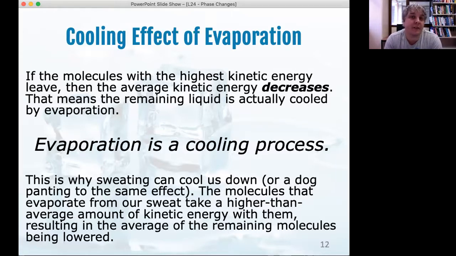And that works with us as well. When we sweat, that's the whole point of sweating. When we sweat, the highest energy water molecules evaporate off of us, taking a whole bunch of energy. And it leaves us with a slightly lower average temperature afterwards. And that is why we sweat to cool down. Dogs do the same thing when they pant. They pant so that they can cool down with the highest energy water molecules evaporating off their tongues.